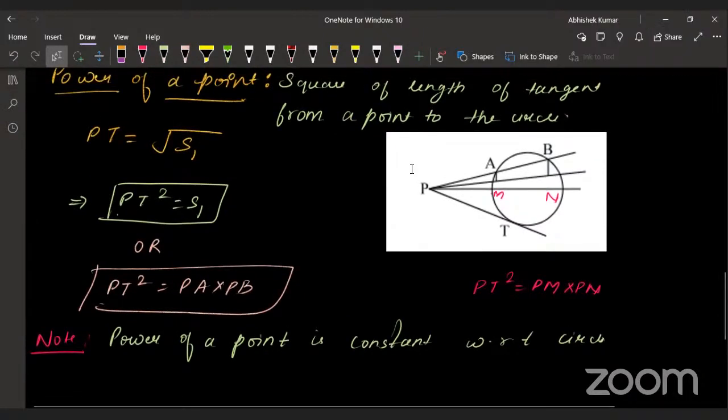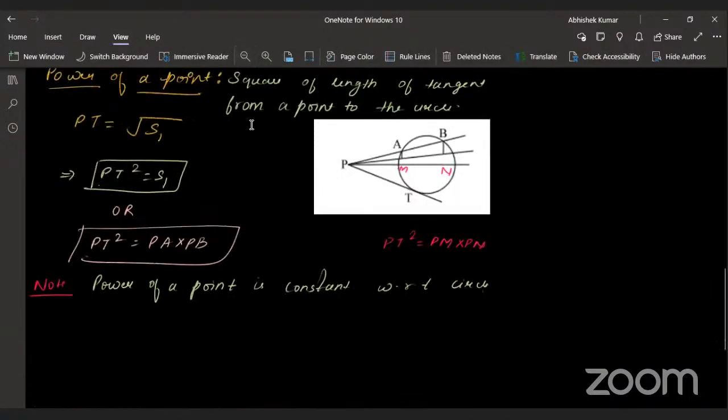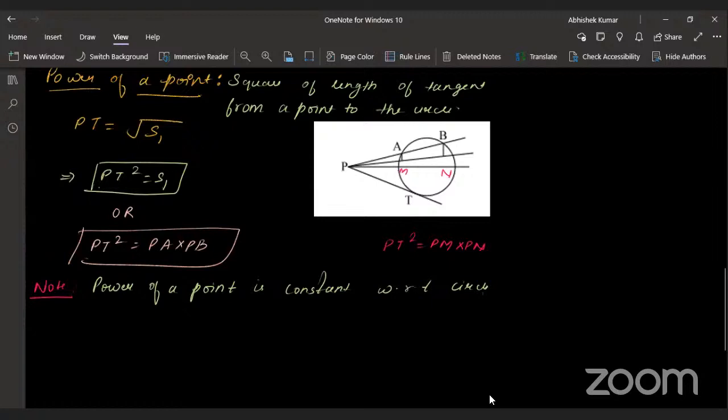How do we get PT square equal to PA into PB? You want me to take the derivation? I'll take it, I have no issue. If you want. I did not take it because it's not required actually. That's why I wrote this result directly. It also comes in a KVPY exam.